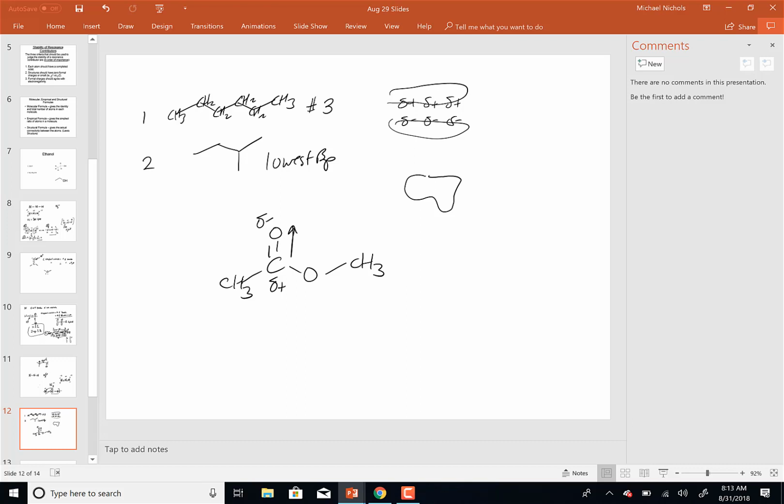So actually, we have three polar covalent bonds. Because when a carbon's attached to oxygen, it becomes slightly positive and the oxygen becomes slightly negative. So the idea here is that we have these molecules. This molecule has an overall delta minus and delta positive charge. The delta minus is up here and down here, and the delta plus is over here with this carbon.